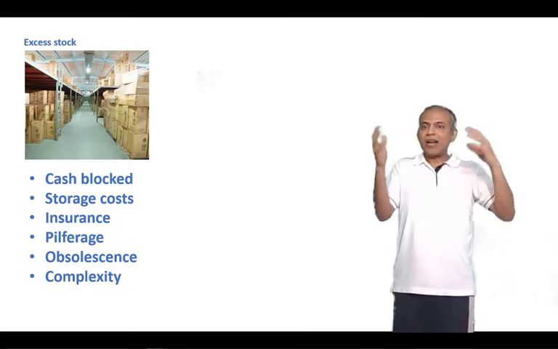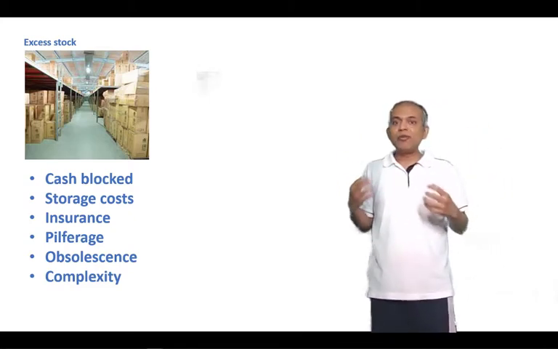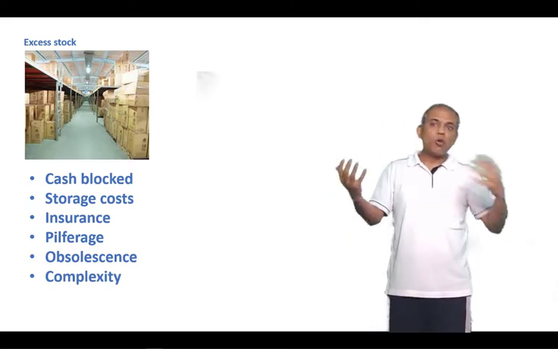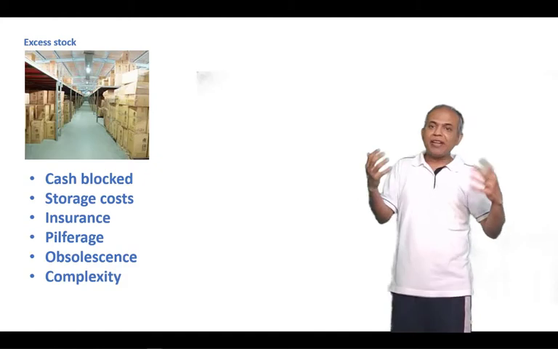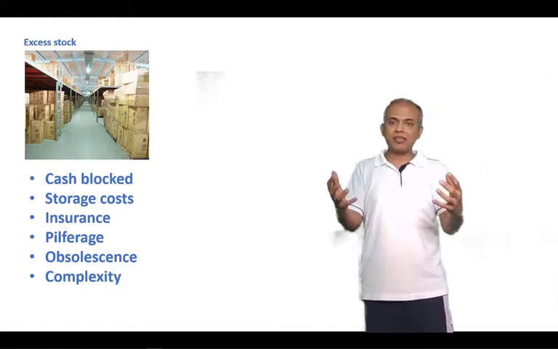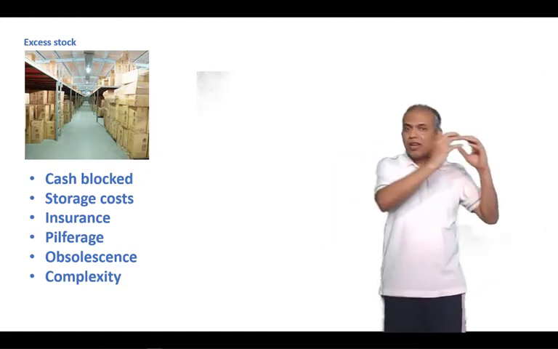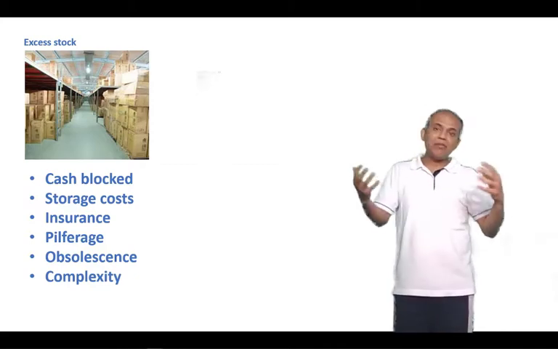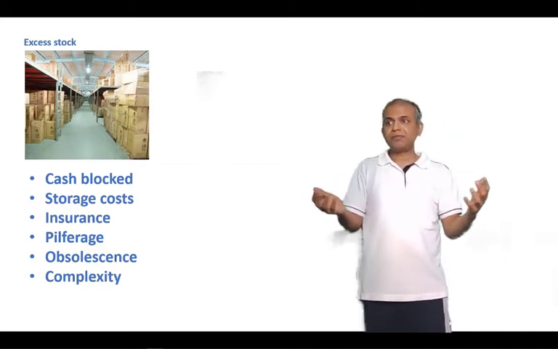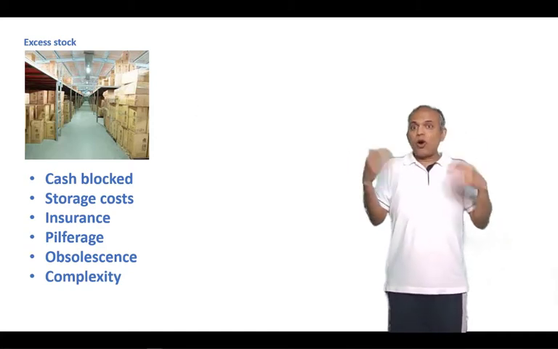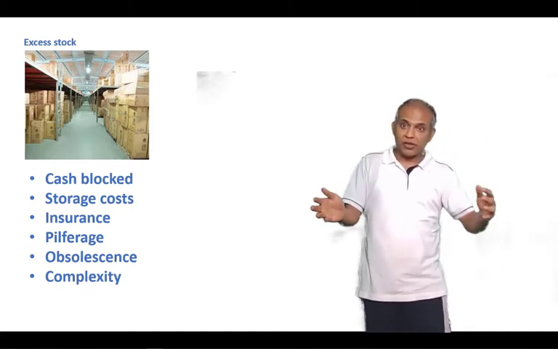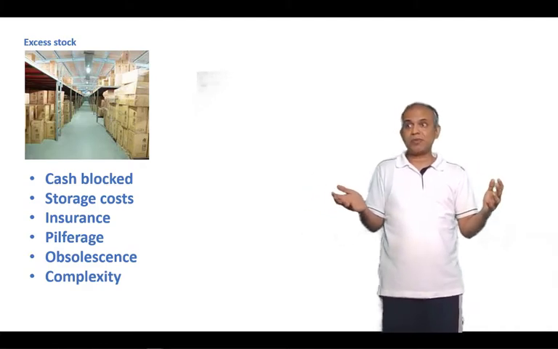Because when I buy too much material, I probably would not have enough money to buy more material which I could sell immediately. Or if I did not have all that money blocked in buying all the material, I could have parked the money in a bank and made interest income out of it. When I have a lot of inventory, I also need a lot of space to store it. So that's the cost of excess space.